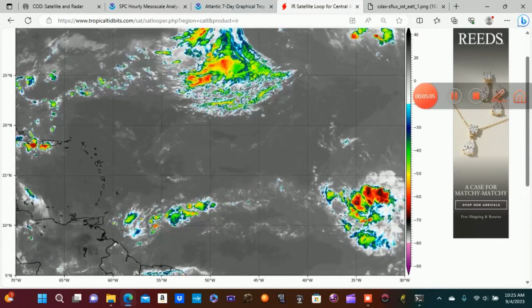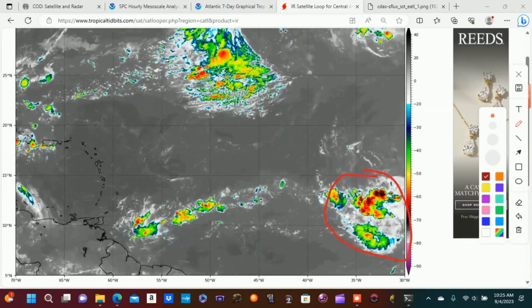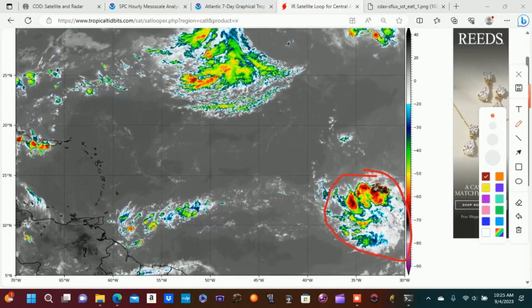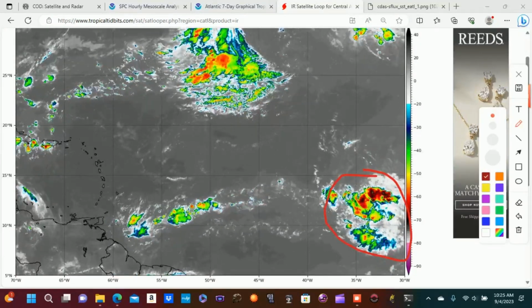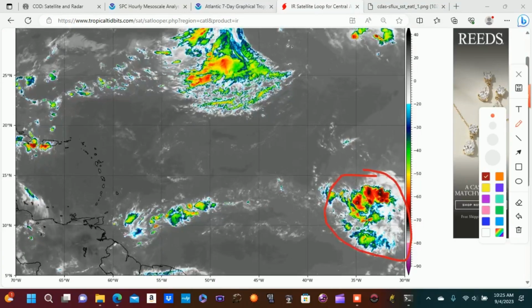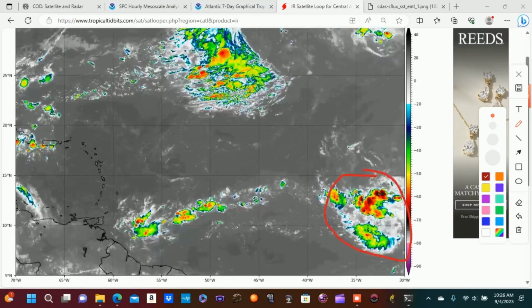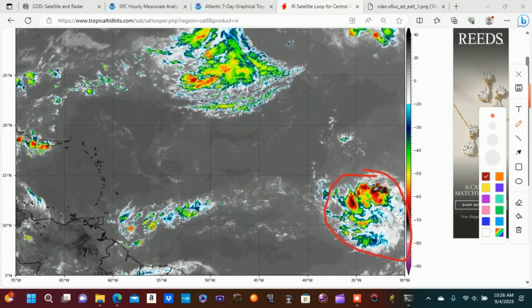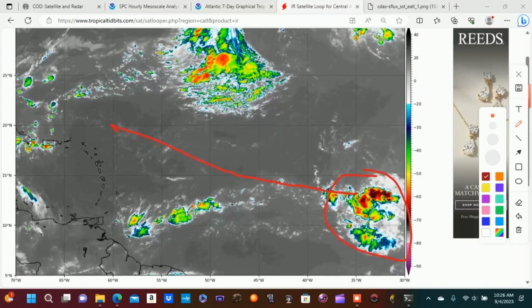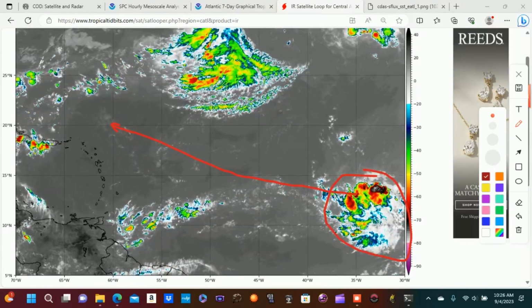This is the satellite image for our first disturbance that we're watching. This is the disturbance that we're watching right here. Showers and thunderstorms are showing signs of organization based on satellite, and so a tropical depression is expected to form in just a couple of days as it tracks over the tropical Atlantic to the northwest.